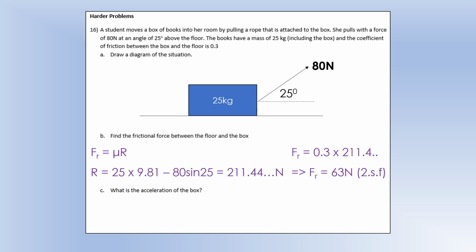So what is the acceleration of the box? Well, we have to find out what the resultant force is horizontally. So that's 80 cosine 25 minus the force of friction. Divide that by the mass, and that would give us our acceleration.